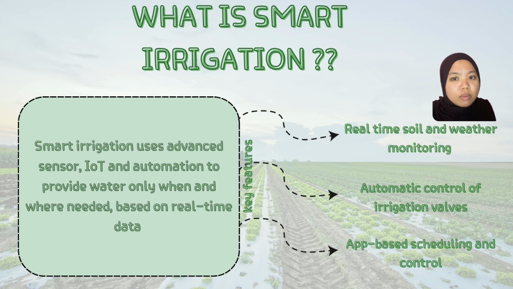Based on real-time soil and weather conditions, this prevents overwatering and reduces waste. Key features include soil moisture sensors, automated valves, and remote access that allows farmers to monitor and manage irrigation using their phones or computers. In short, smart irrigation uses technology and data to make irrigation more precise, efficient, and sustainable.